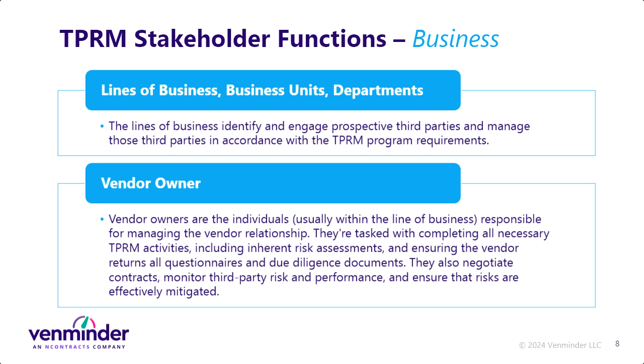So this brings us to the business units, line of business, essentially what we refer to as first line functions. The business units are the ones that are responsible for the products and services that we're engaging the vendors to provide. And they need to manage those relationships in accordance to the policy and the rules and requirements as established by third-party risk management.